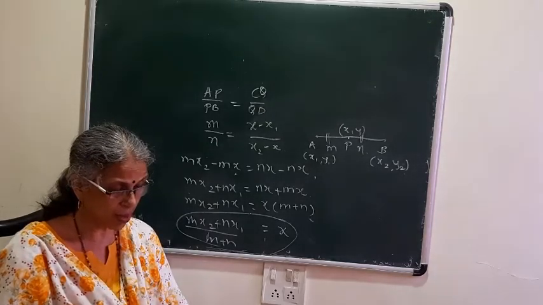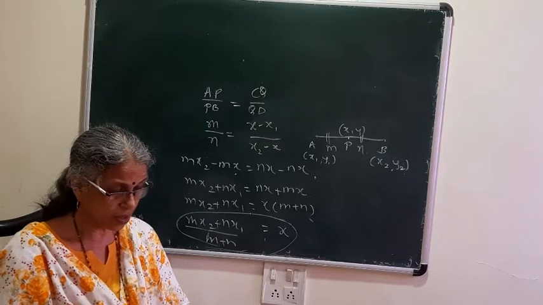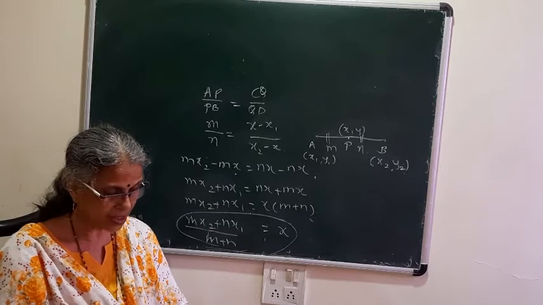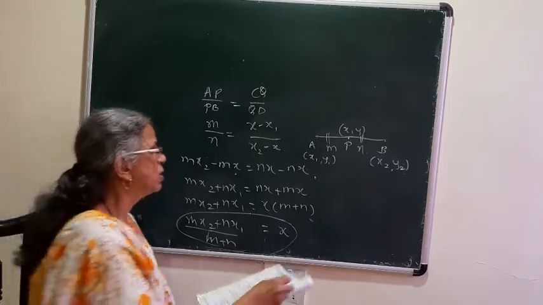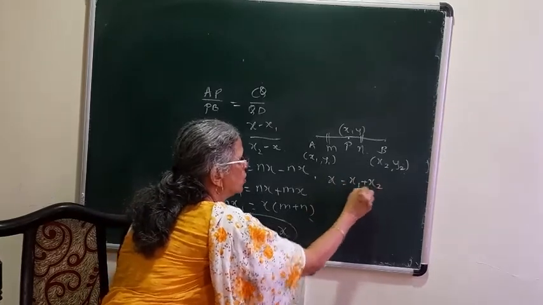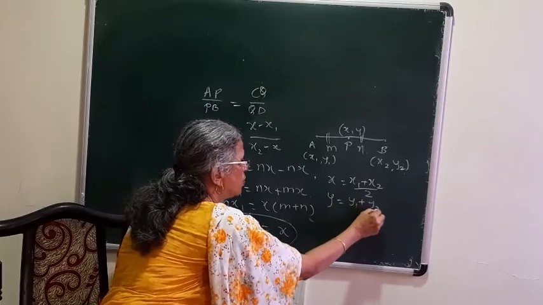So it will become mx2 plus mx1 upon m plus m. Taking m common, that will be m times (x1 plus x2) upon 2m. So m and m will get cancelled. So what will be the coordinate x? x1 plus x2 upon 2. And what will be the coordinate y? y1 plus y2 upon 2.